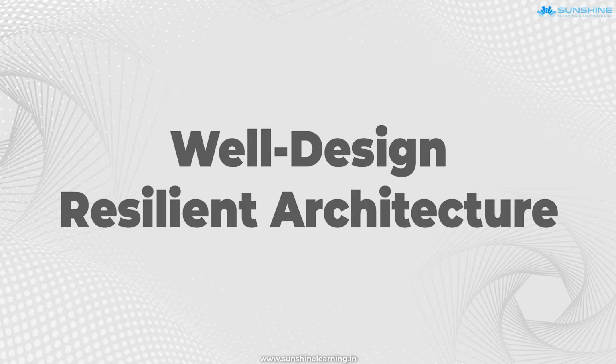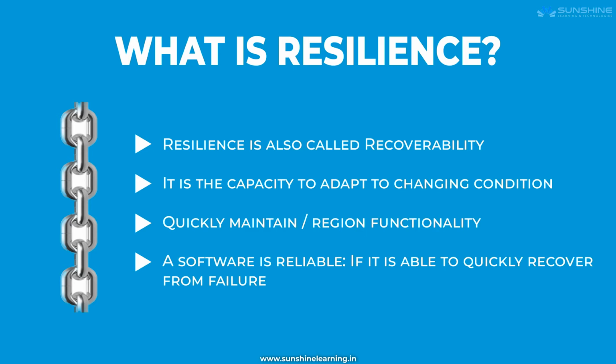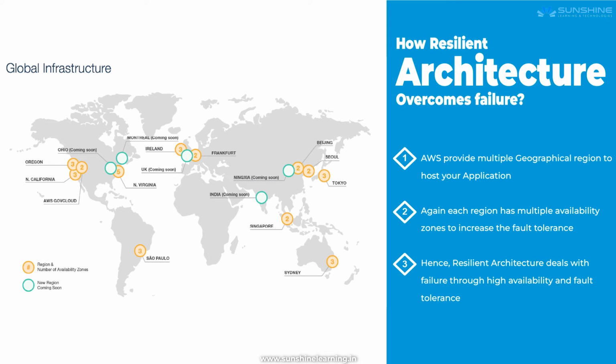So how can we design the resilient architecture? First of all, what is resilience? Resilience is also called recoverability. How soon we can actually recover our solution if there is any failover or any downtime. Resiliency is also the capacity to adapt to changing conditions, and to quickly maintain and regain functionality. A software is reliable if it is able to quickly recover from failure as well. So how does a resilient architecture overcome failure?